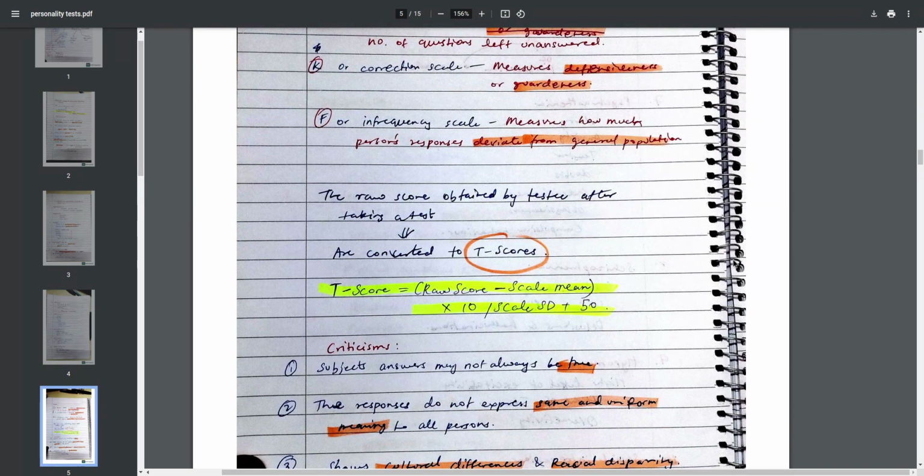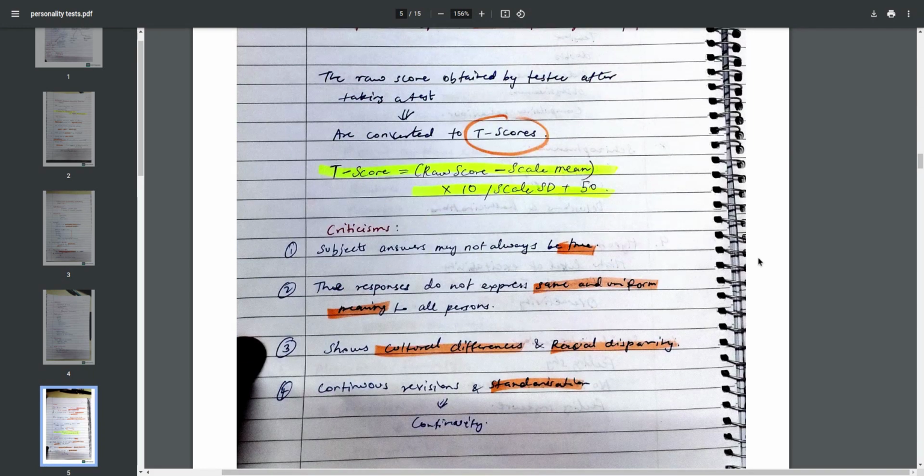Then this is how it is scored. The raw scores obtained by the testee after taking a test are converted to T scores. This formula is pretty important. T score is equal to raw score minus scale mean, times 100, divided by scale standard deviation, plus 50. So just keep in mind this may be asked for like 2 marks. Yeah. So just keep it in mind.